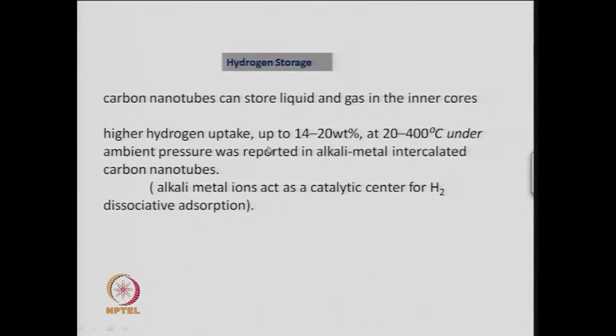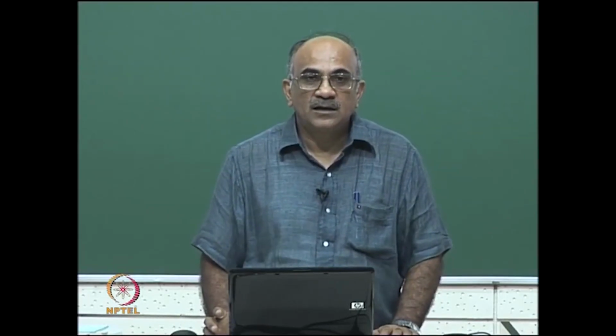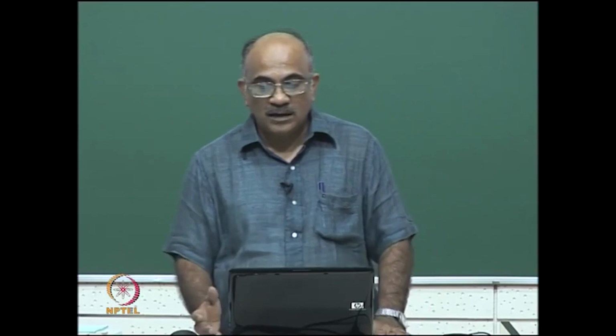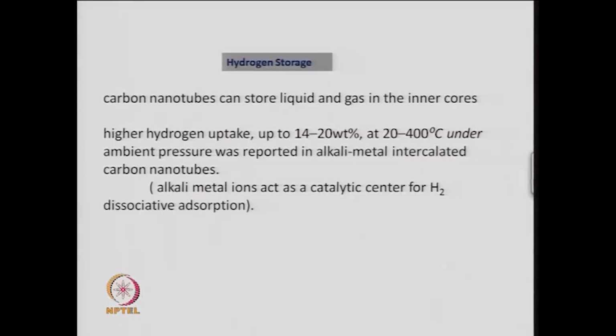Higher hydrogen uptake, up to 14 to 20 weight percent under ambient pressure, is possible if you have alkali metal intercalated in the carbon nanotubes. If you have just carbon nanotubes, then you can take around 4 to 5 weight percent of hydrogen. But if you have alkali metals like sodium, potassium, or lithium intercalated in the carbon nanotubes, then you can have much higher storage, up to around 20 weight percent, in a temperature range of 20 to 400 degrees Celsius.